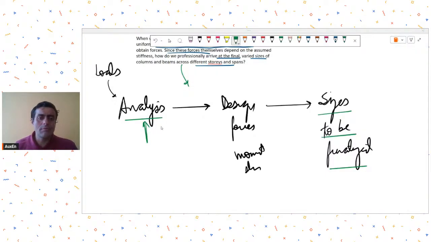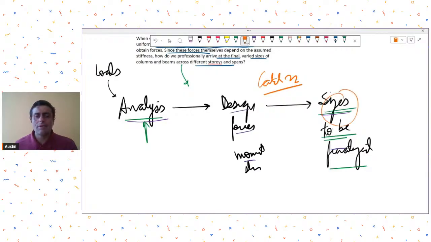Are you getting the problem? What was your end goal? You wanted the size of your RCC sections, or even in case of steel members, you wanted the final sizes. But just to run the analysis, you need sizes as input. Otherwise, the analysis won't be performed by the software. And if the analysis is not performed, you won't get the design forces and moments. And if you don't have the design forces and moments, you won't be able to finalize the size. So this is a catch-22 situation where the expected output is itself the input for the starting step.